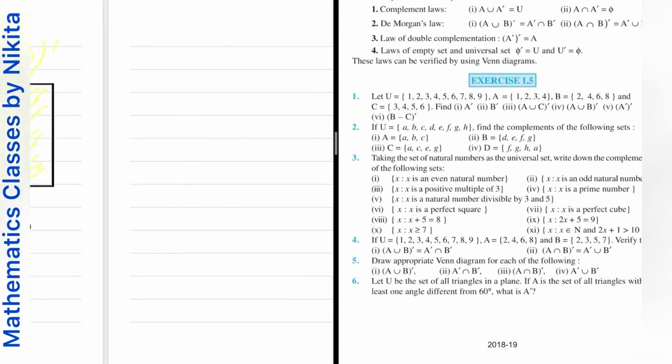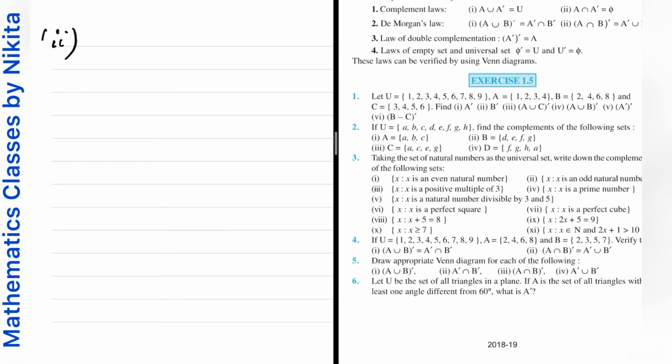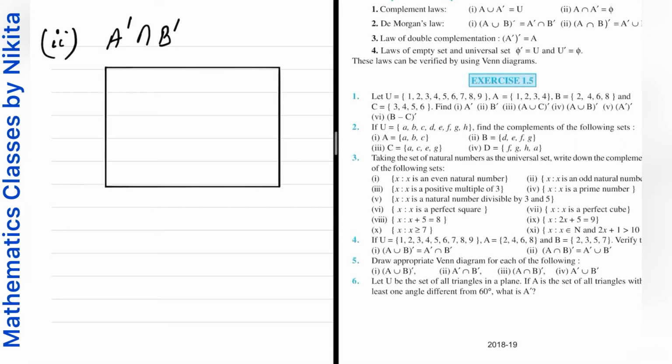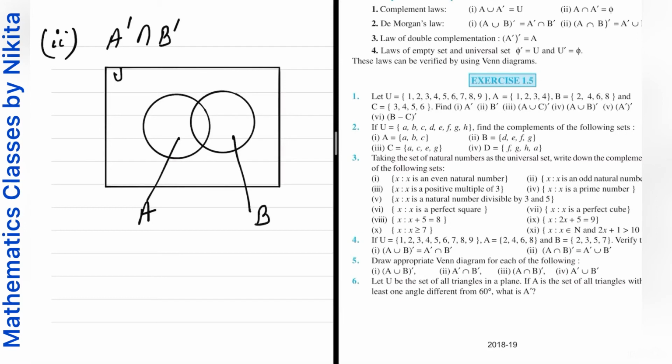Now let's see the next part. You have to draw the Venn diagram of A complement intersection with B complement. So this is your U, this is your A, this is your B. Now what is A complement? A complement is, let me show you A complement. A complement is all the elements which are not in A.